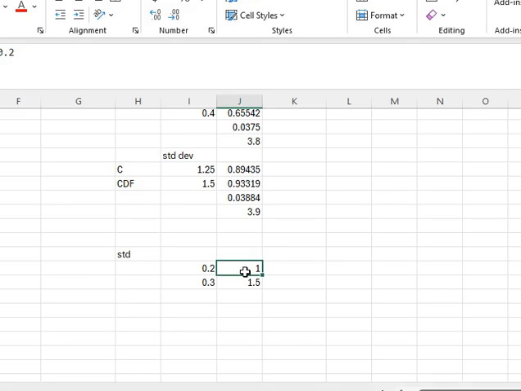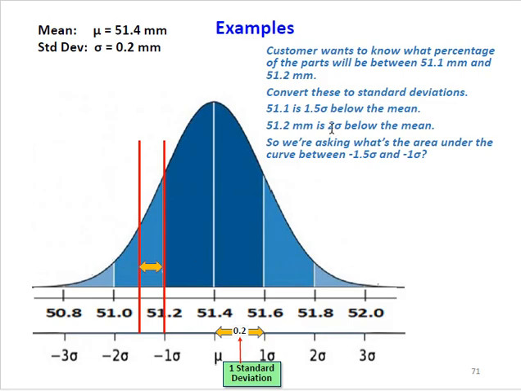So this guy divided by 0.2 millimeter is for 1 sigma. How many sigma is in 0.2 millimeter? You got 1 sigma. For 0.3, you go 0.3 divided by 0.2, so therefore for 0.3 millimeter, we have 1.5 sigma. This is how we get this calculation right here. So you have 1 sigma for 51.2, and 51.1 is 1.5 sigma.